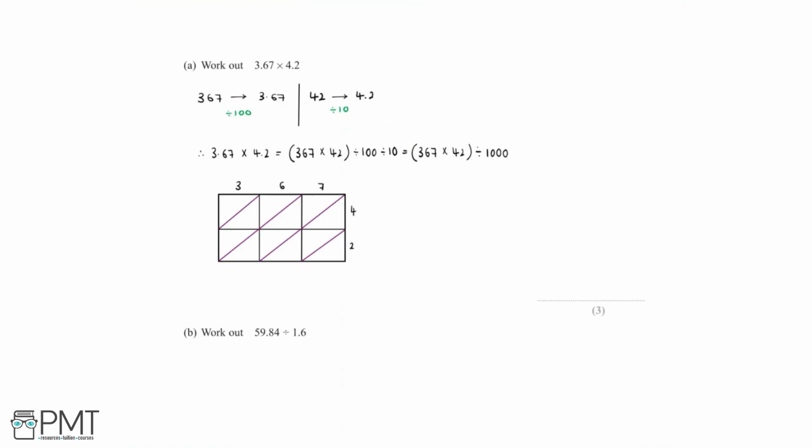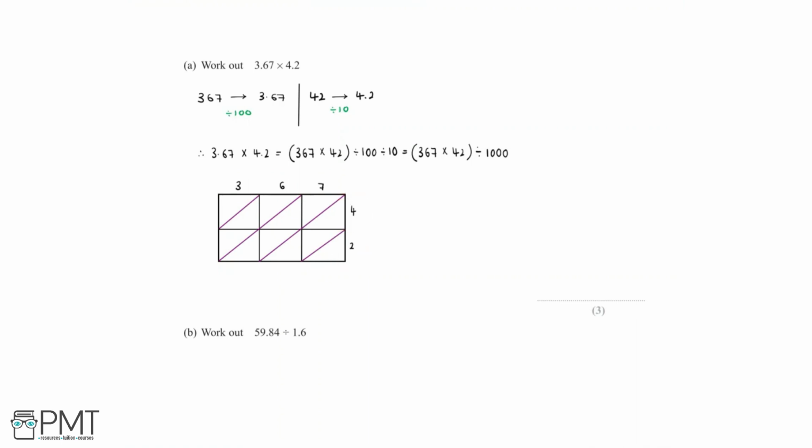And we're going to use the lattice method, which is a method of multiplication. And it's okay if you've never come across this method before, because we're going to go through it now. You can see that we've split 367 into 3 digits. We have 3, 6, and 7. And we've done the same with 42.